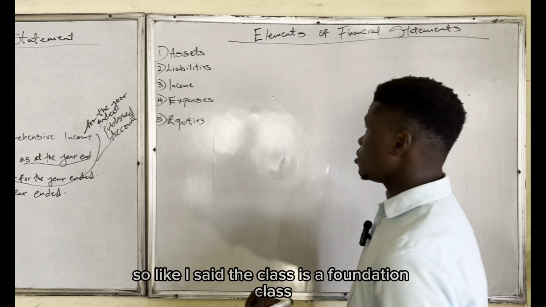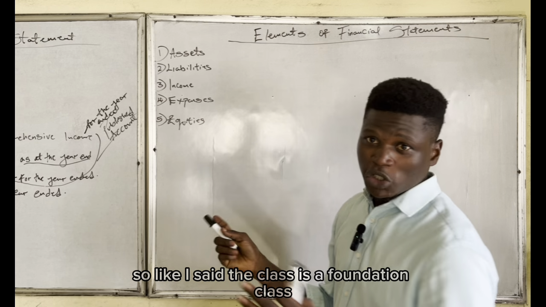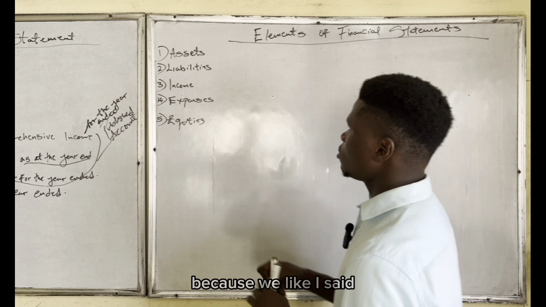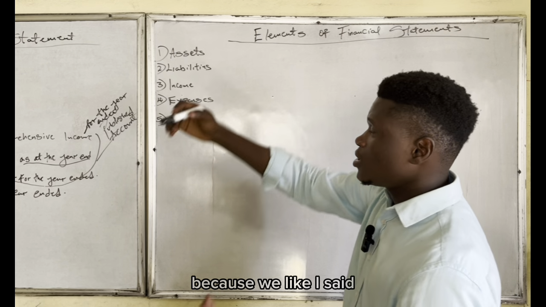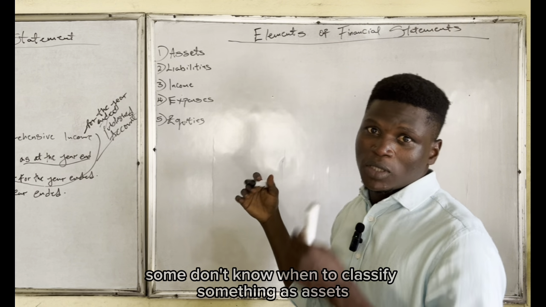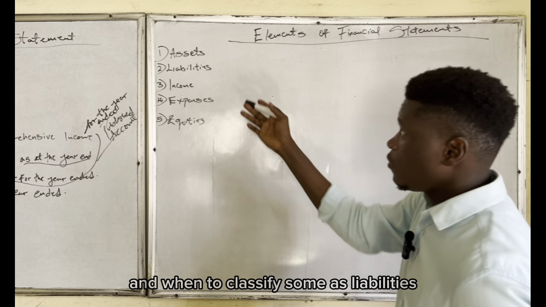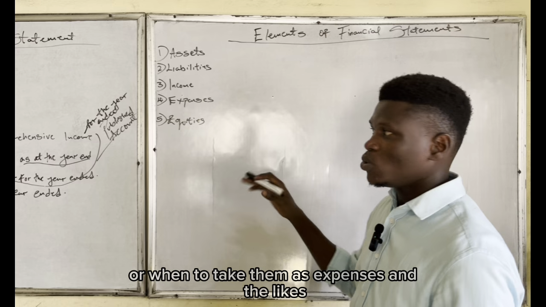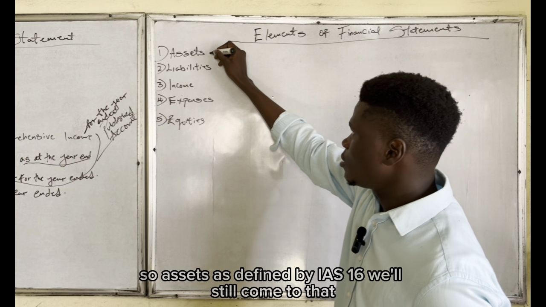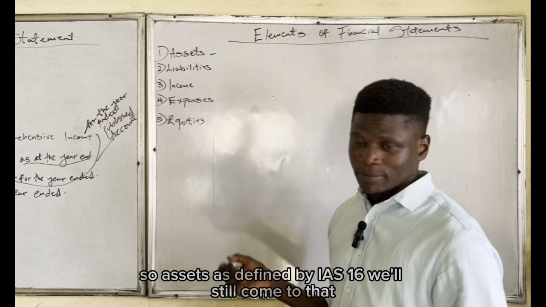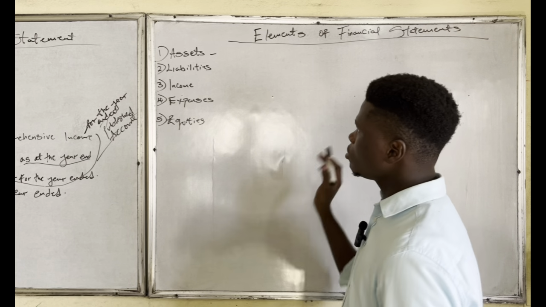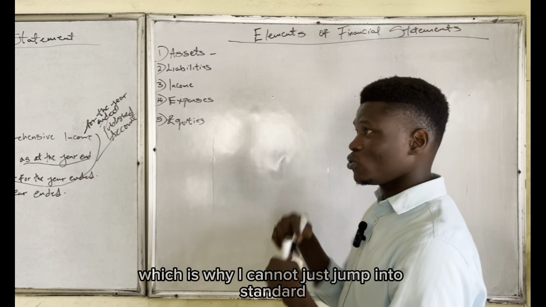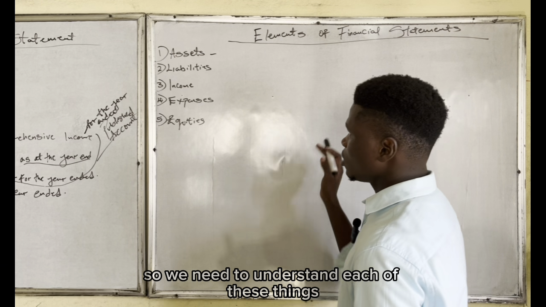So like I said, the class is a foundation class which we actually need, all of us, because some don't know when to classify something as assets and when to classify some as liabilities, or when to take them as expenses and the likes, which is the purpose of this. So assets, as defined by IAS 16, we'll still come to that. This relates to basically all standards, which is why I cannot just jump into standard. So we need to understand each of these things.